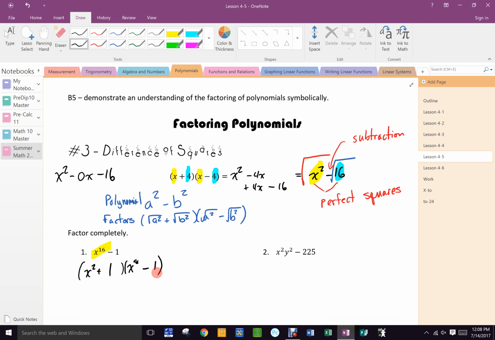Oh, we have to check our answer. Okay, if you check your answer, you're gonna get x to the 8 times x to the 8, x to the 16th, 1 times 1, 1. Okay, we're good, but I'm still not done. Both the x's have an exponent of 8. You can keep going. Why? Because they're even. Right. So can I keep going with the blue one or with the green one?